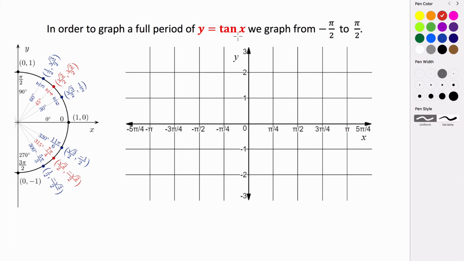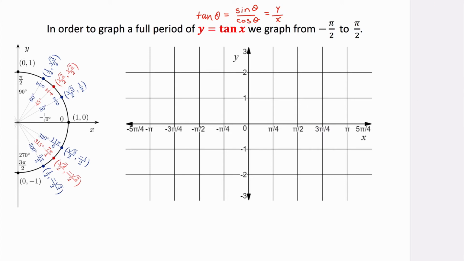In this video, we're going to take a look at how to graph the tangent function. So if you recall, the tangent of theta is equal to the sine of theta divided by the cosine of theta. And with respect to the points on the unit circle, that's going to be the y-coordinate divided by the x-coordinate. So let's take a look at graphing the tangent function using the values of the unit circle.